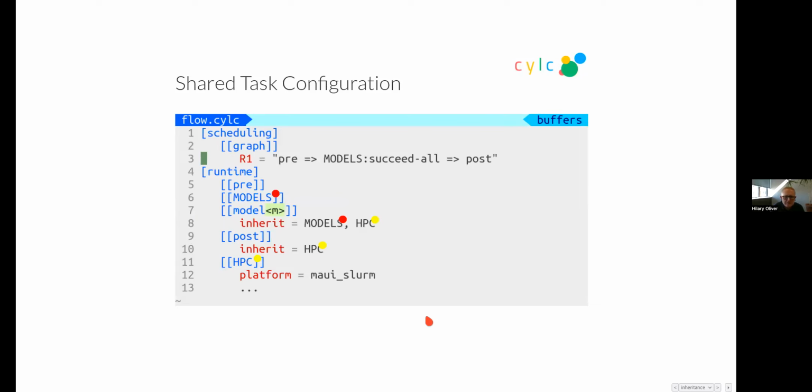And I'm not going to spend much time on this because I want to get to the demo, but just to say that the runtime section here is not just for individual task definitions. It's a family hierarchy, and that allows you to share workflow configuration, so that even in a complex workflow where you have lots of related groups of tasks, you only need to define any particular setting once. That's important for efficiency and maintainability and so forth.